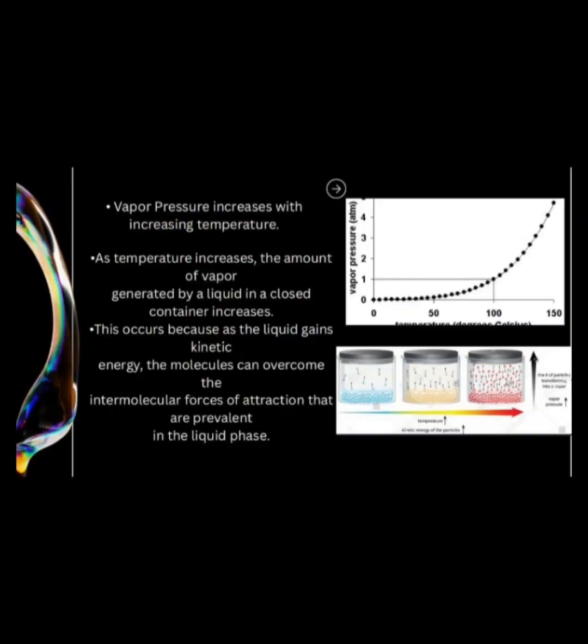Vapor pressure increases with increasing temperature. As temperature increases, the amount of vapor generated by a liquid in a closed container increase. It means that vapor pressure is directly proportional with temperature. This occurs because as the liquid gains kinetic energy, the molecules can overcome the intermolecular forces of attraction that are prevalent in the liquid phase.